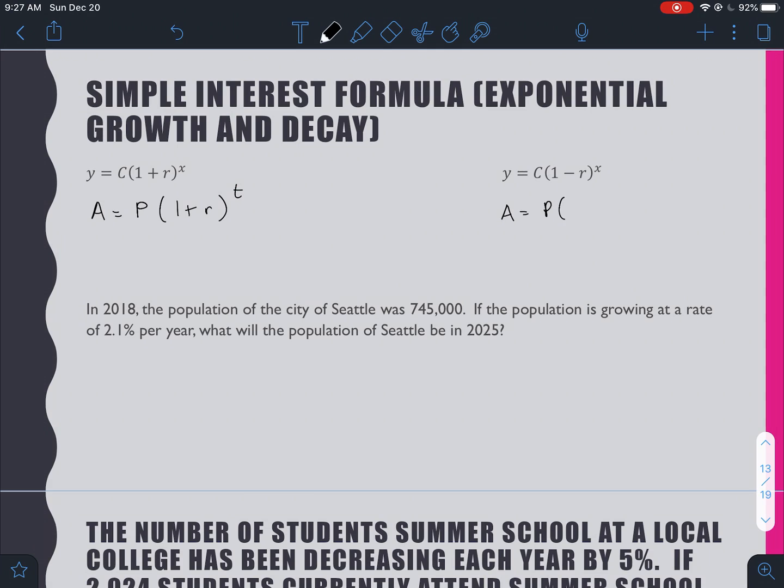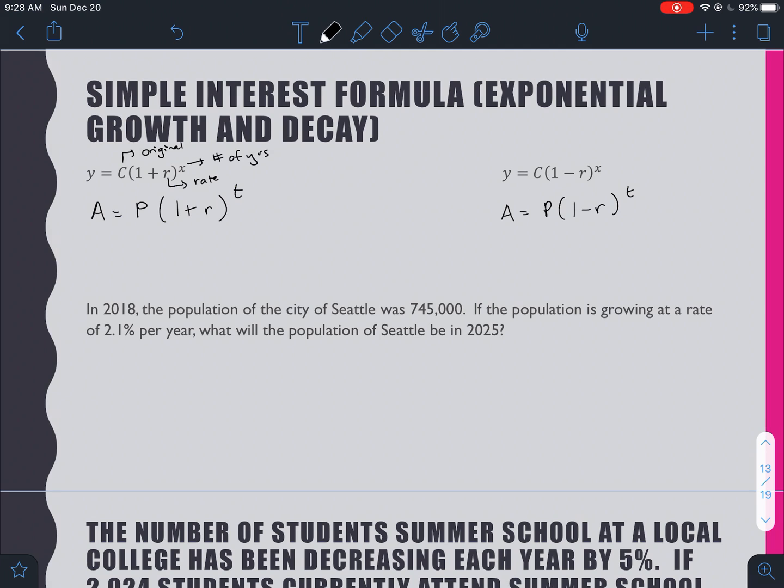You can say A equals P, and then it's going to be 1 plus R to the T, or A equals P, and then 1 minus R to the T. I think your book uses different formulas. You can use the same formulas if you want to. So A is going to be the final amount. P is what you originally invest. I think in the book they're going to let C be the original investment.